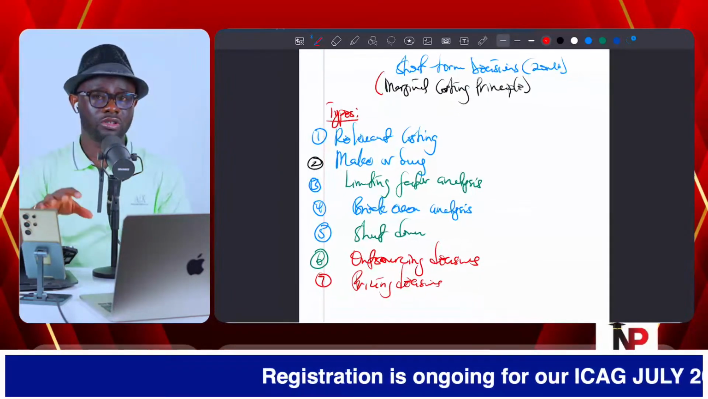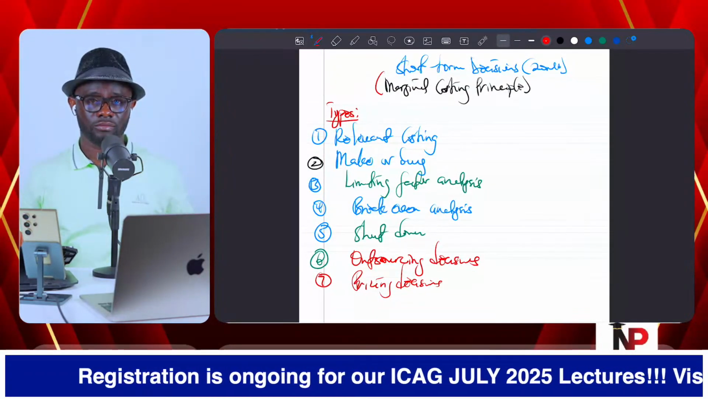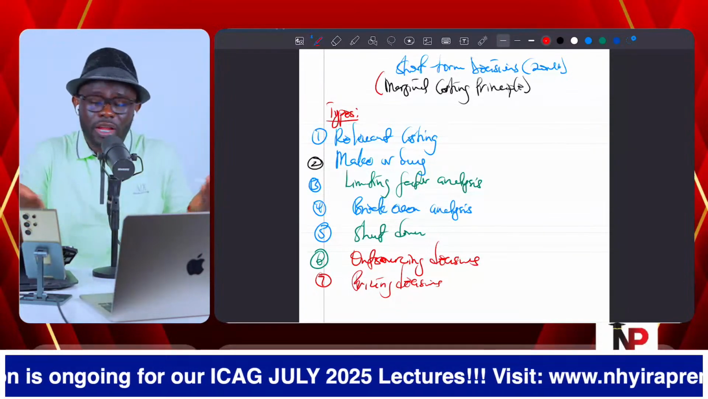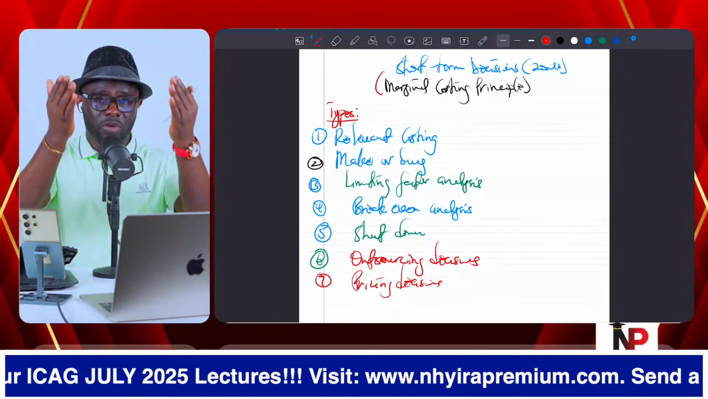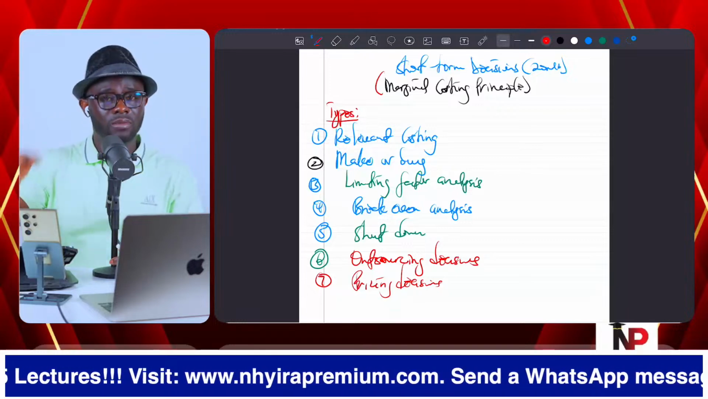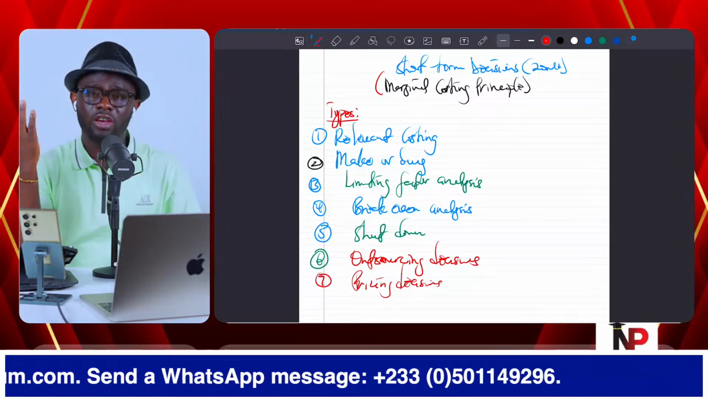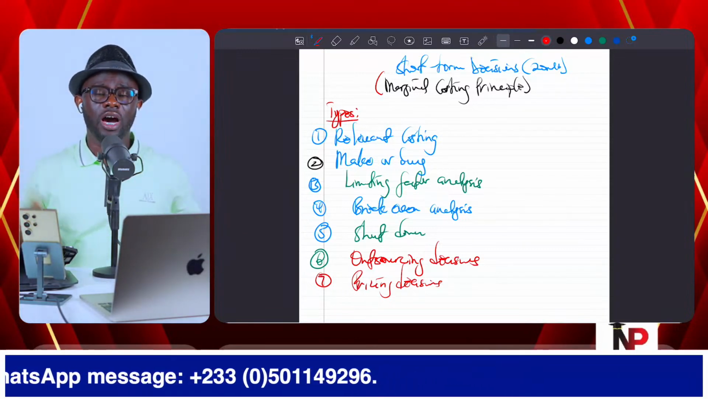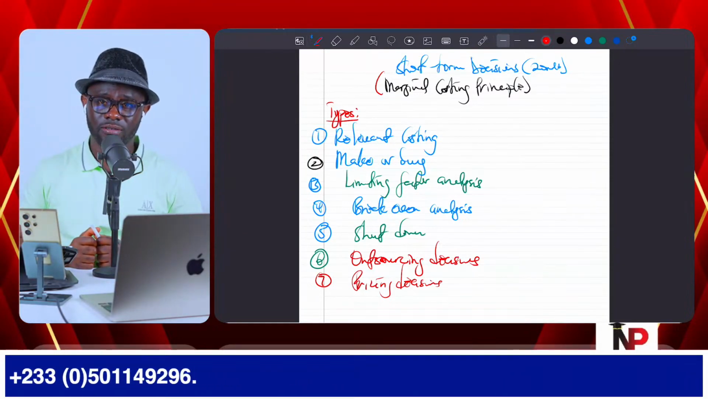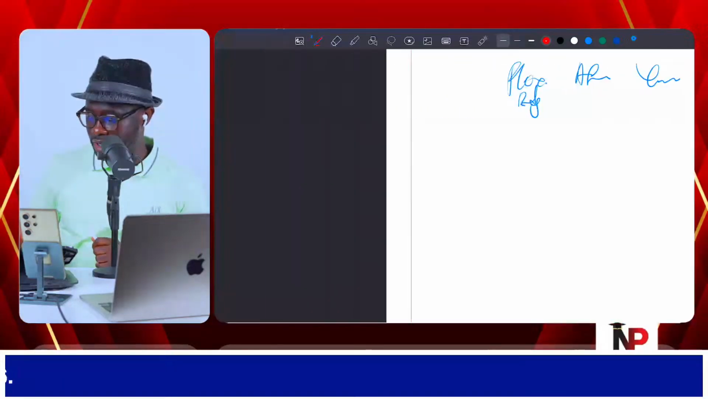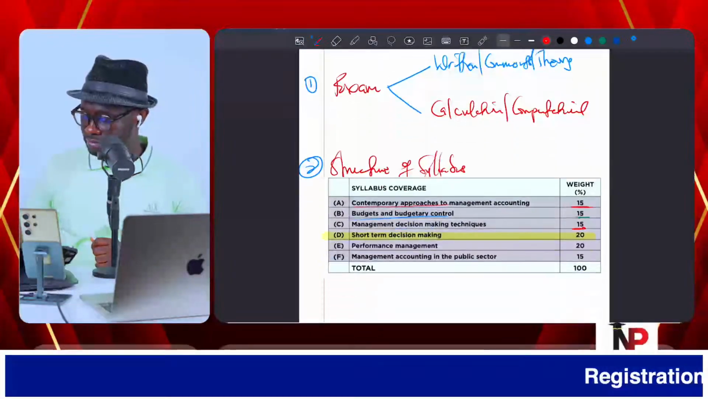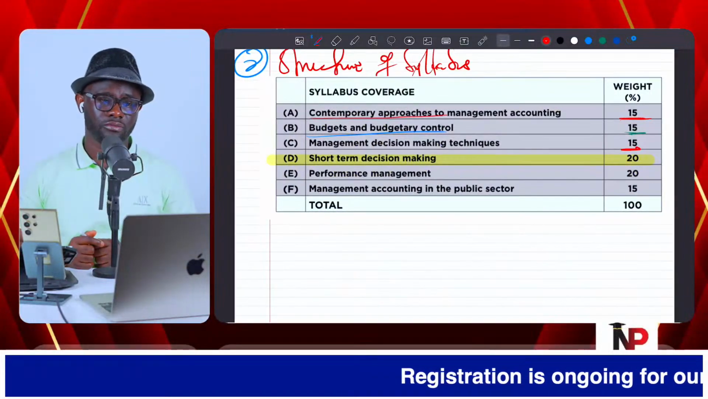That is short-term decisions, 20 marks. Which one would the examiner bring? I don't know. But you must know all of them, applying the marginal costing principle, because the examiner can bring any of them in the exam hall, depending on how excited the examiner is. But that is the fourth aspect of our syllabus for 20 marks, short-term decisions.